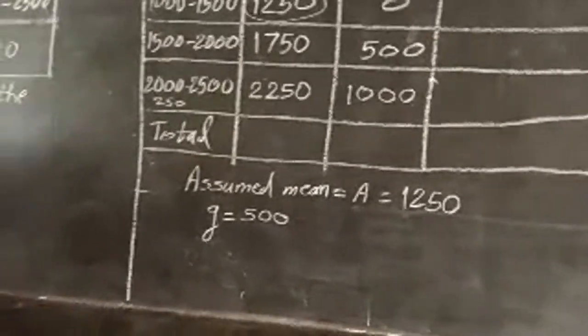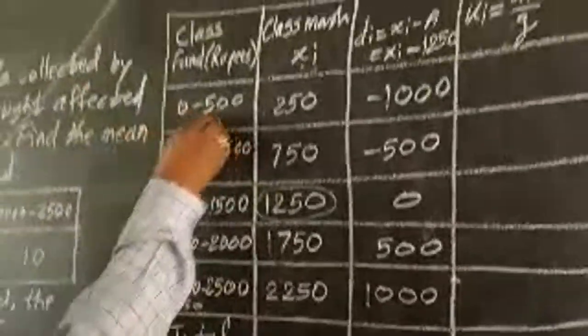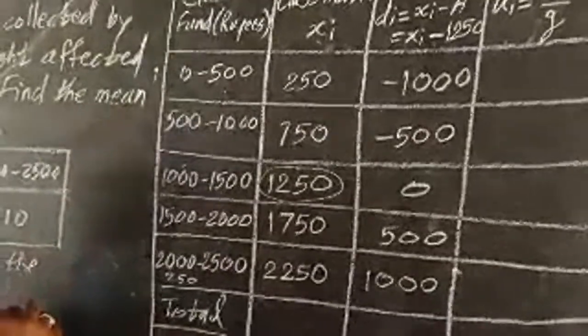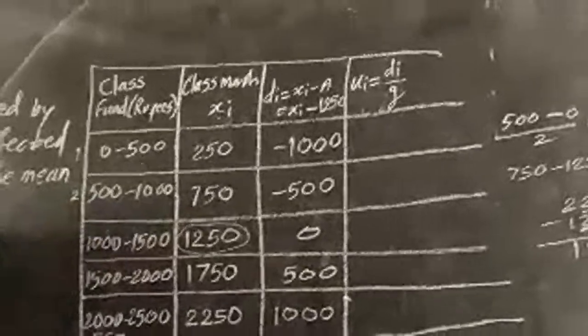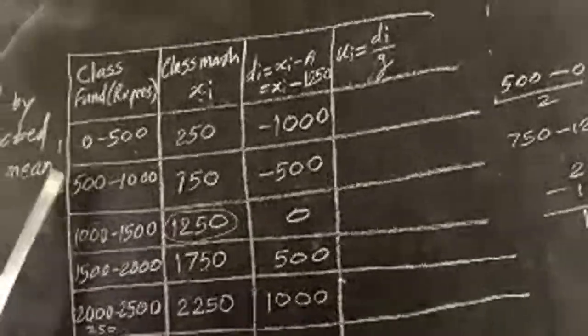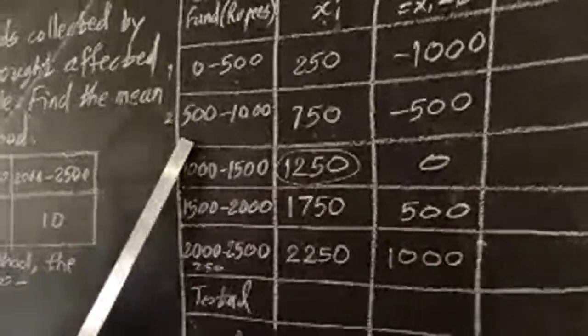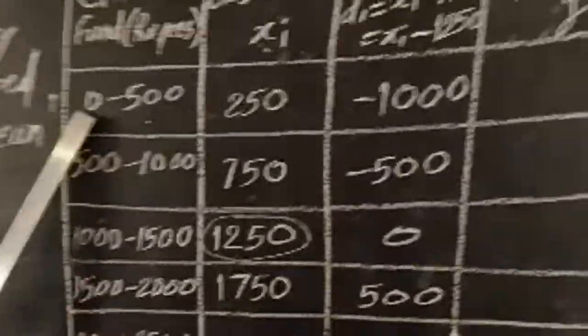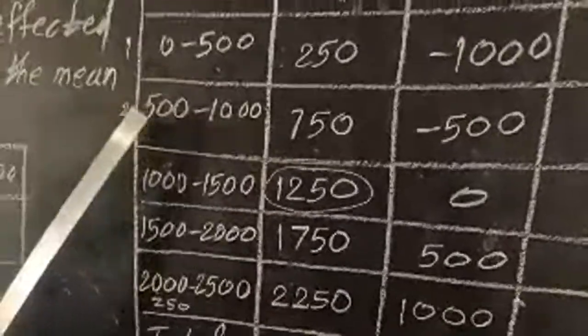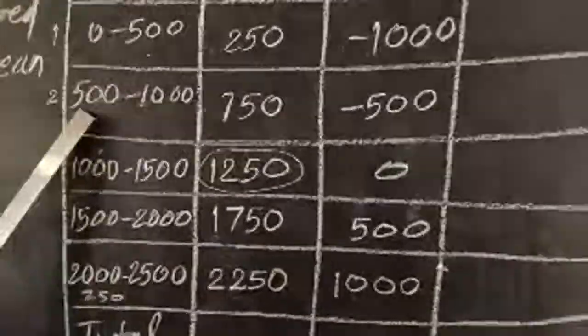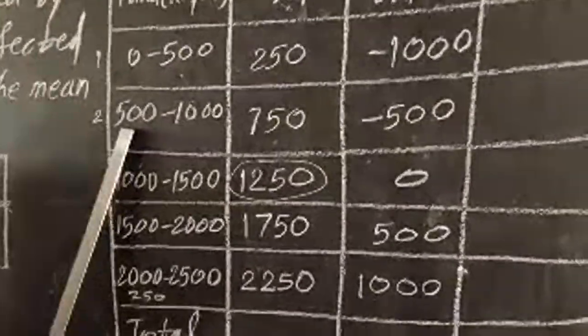0 to 500 is the first class, 500 to 1000 is the second. These are the two consecutive classes. Difference between lower limits: 0 and 500, the difference is 500.